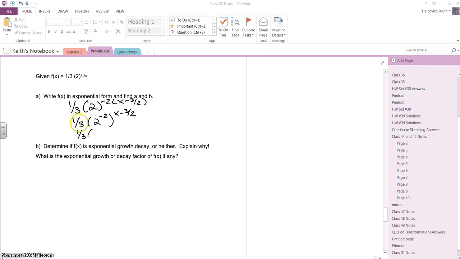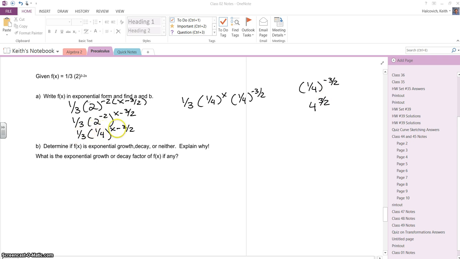And then 2 to the negative second is 1/4 to the x minus 3/2, and then we can split it up. So we have 1/4 to the x times 1/4 to the negative 3/2. Now remember, 1/4 to the negative 3/2 is the same as, remember, negative means you're going to just take the reciprocal, so it's the same as 4 to the 3/2.